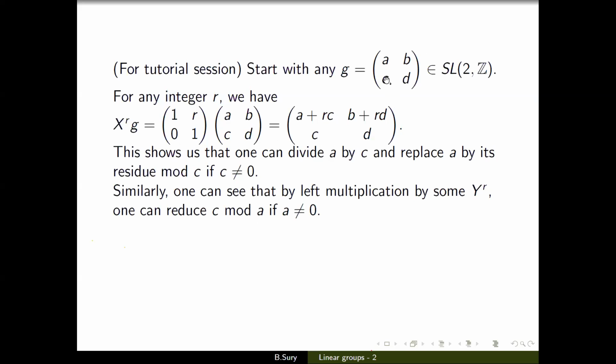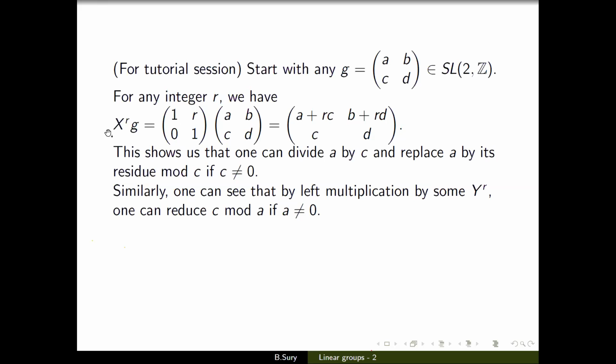If c is 0, it is already in a good form, so we'll not right now bother about it. If c is not 0, you do this process to make a smaller than this c. Replace a by the remainder when you divide a by c. Then again, divide c by this new a. So this becomes smaller. So it keeps on reducing like this.